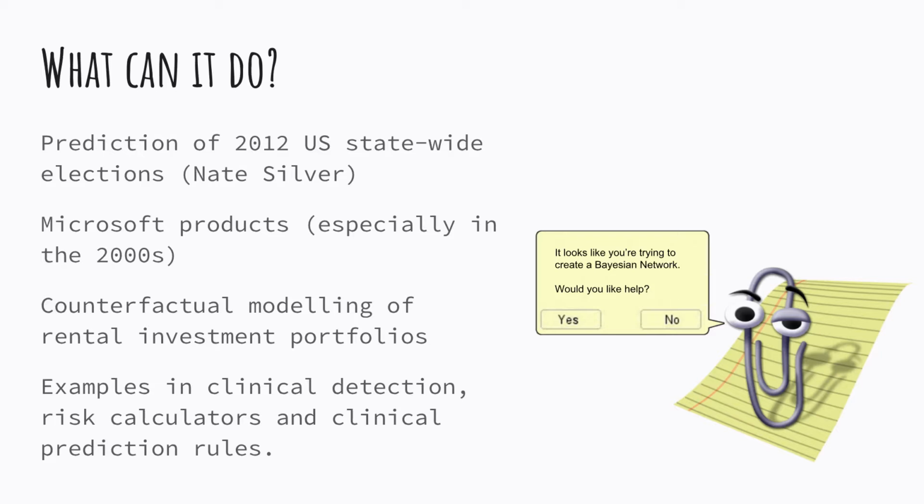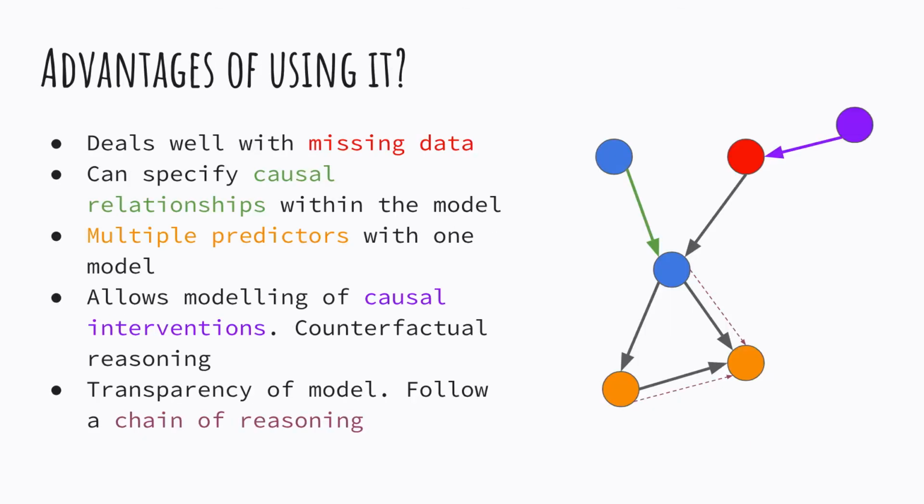So what can they do? Nate Silver has successfully used them to predict the outcome of the 2012 US statewide elections. Don't talk about the other election. It was used a lot in Microsoft products, so we have Bayesian networks to thank for Clippy. Counterfactual modeling you can also do. And there are lots of examples in clinical detection, risk calculators, understanding your risk of, say, a sexually transmitted disease, and also clinical prediction rules.